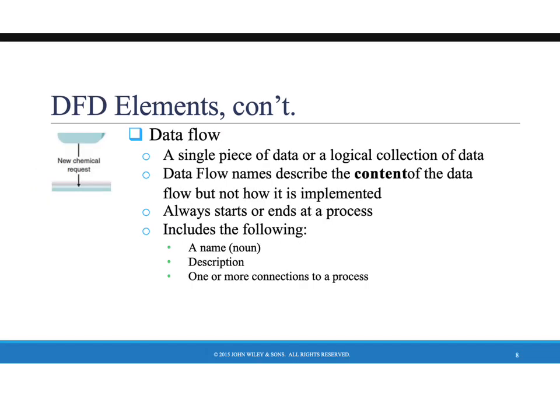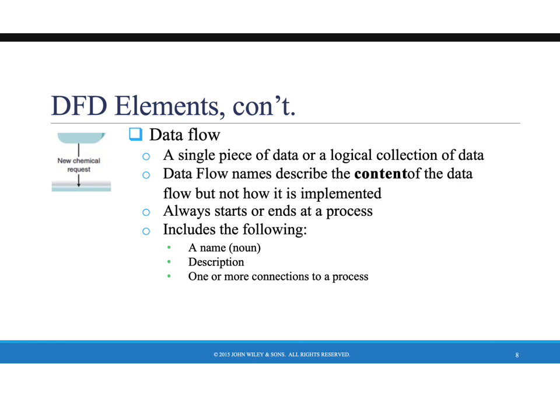Now, this is the data flow, which you can see here. As represented here, we have a data flow called new chemical requests. A data flow is simply a single piece of data or logical collection of data that goes into a process or comes out of a process. Data flow names describe the content of the data flow, but not how it is implemented. It doesn't show you how it is implemented. It just describes the content of that data. It always starts and ends at a process.